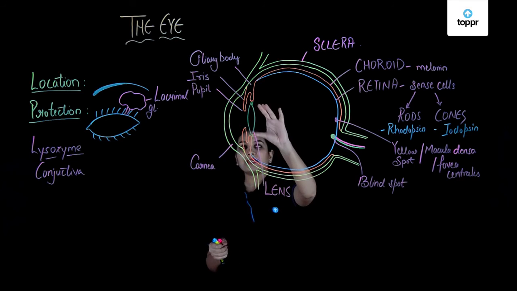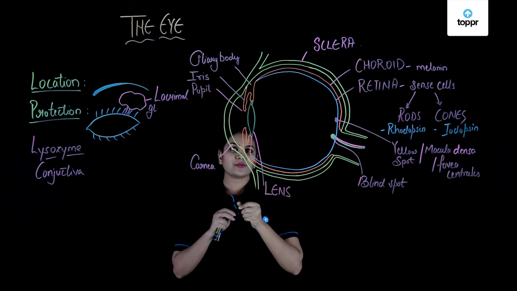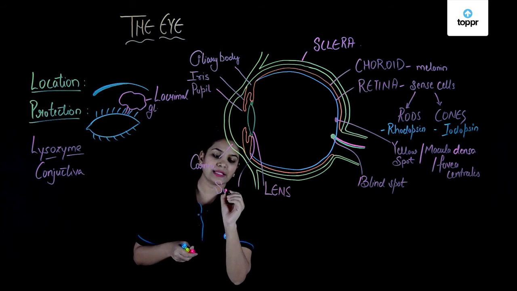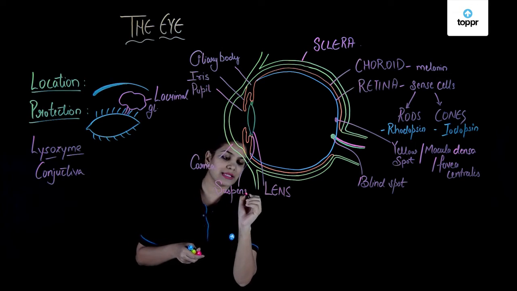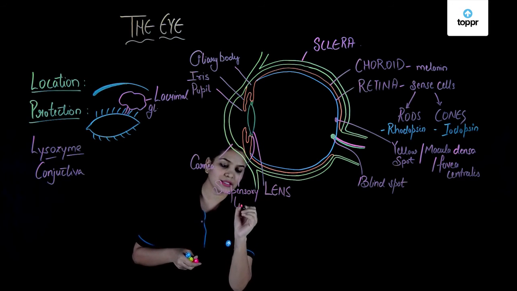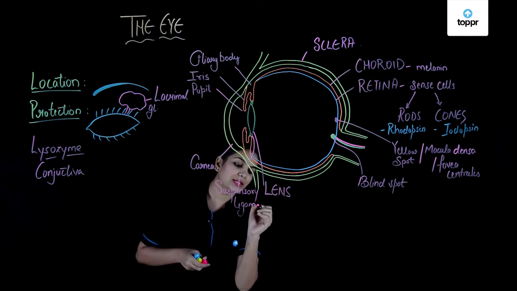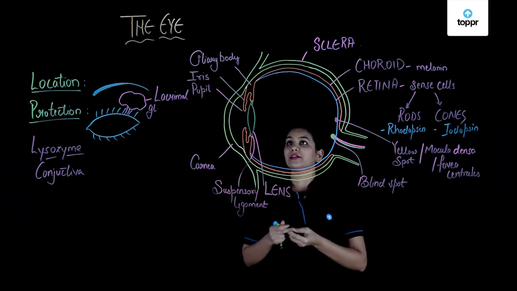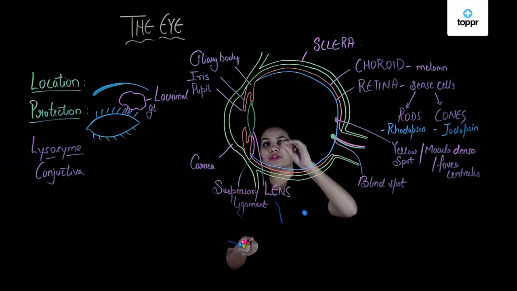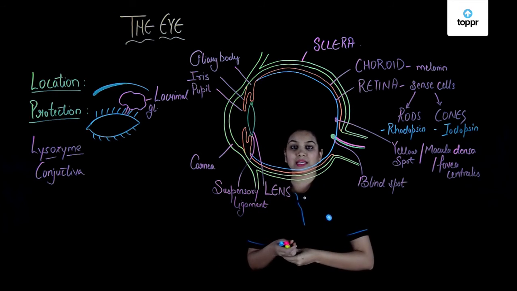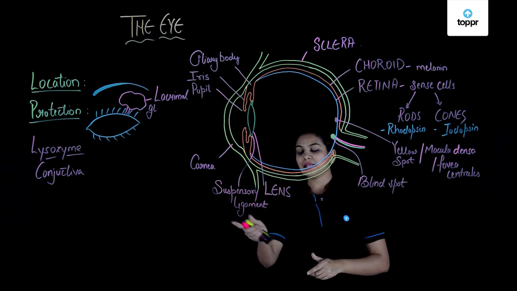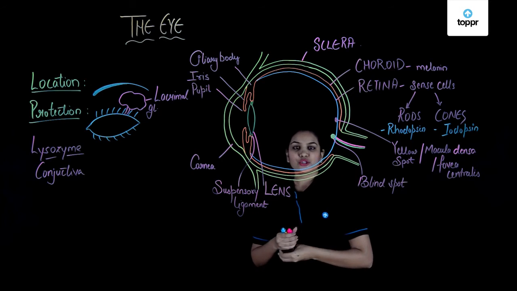Okay, this lens is held by some structures which we call the suspensory ligament. These are the suspensory ligaments, and these suspensory ligaments are held by the ciliary body. So the circular muscles of the ciliary body basically help in changing the convexity of this lens. Depending upon the light, the distance, etc., the ciliary body is very, very important, and along with the suspensory ligament, it basically changes its shape.